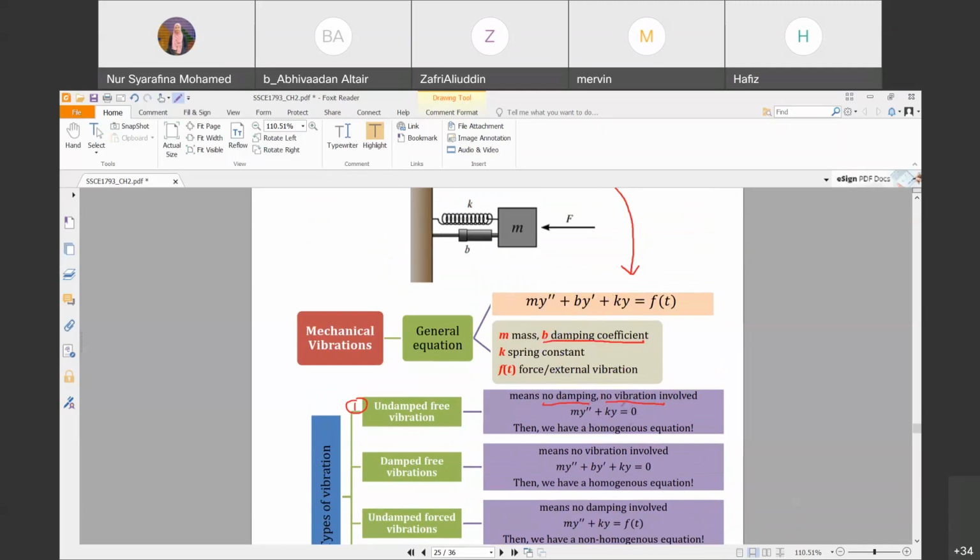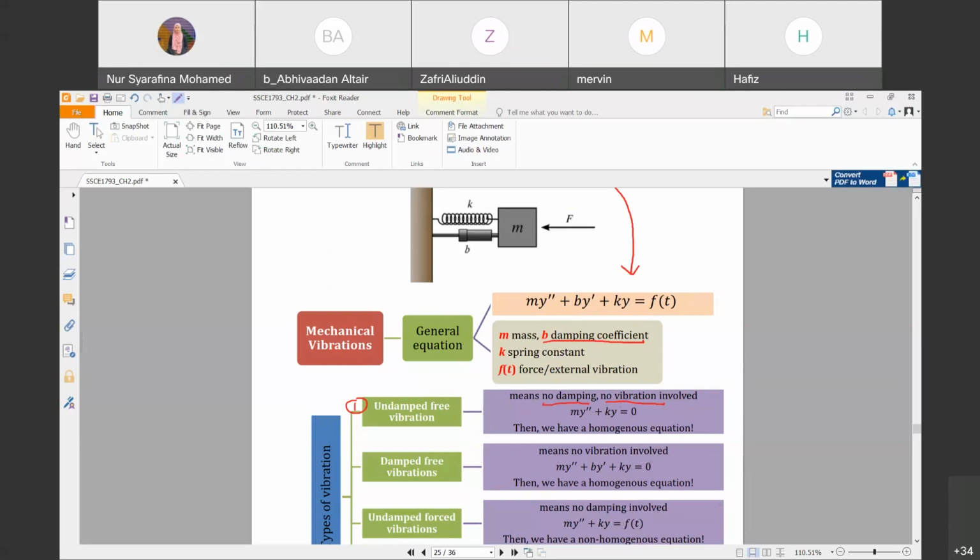So this is how you can explain the problem that you're going to discuss. What is the definition? What can be described from the equation, right? And then what can you find from the equation? What do you need to solve? That's why this is a homogeneous equation. Why is it homogeneous? Because there is no force involved, which results from no damping. So this is the first type of vibration, undamped free vibration.